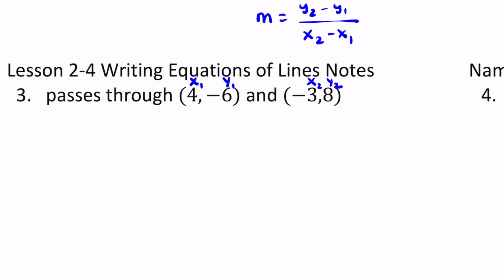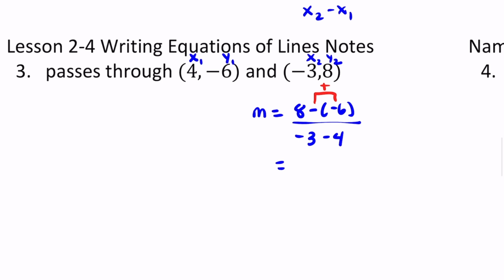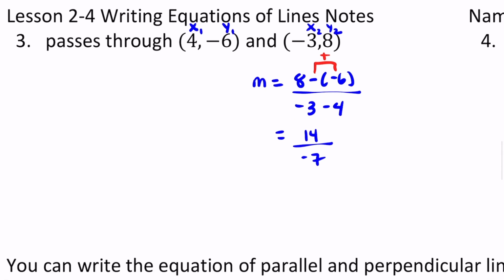Okay, great. So now I'm going to go ahead and use my slope formula. So it's m equals y2 minus y1 over x2 minus x1. So m equals 8 minus negative 6 all over negative 3 minus 4. So 8 minus negative 6 becomes 8 plus 6, because a negative times a negative is a positive. So 8 plus 6 is 14, all over negative 3 minus 4. I'm going to start negative and add more negative to the negative 3, so that's going to become negative 7. So 14 over negative 7, if I divide, that's going to become negative 2. My slope is negative 2.